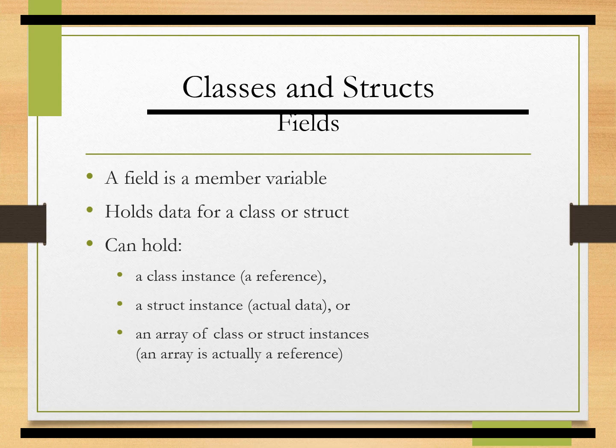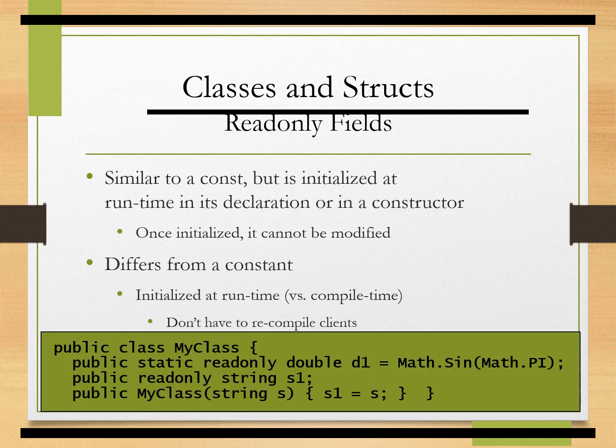What is a field? A field is a member that is a variable. It holds the data for the class or structure. A class instance holds a reference, and a structure instance holds the actual data. So an array of class or structure instances actually gives references. A readonly field is a similar concept, declared at runtime or in the constructor. Once initialized, it cannot be modified. It differs from a constant, which is initialized at compile time versus runtime, and doesn't require recompiling the client of that class.